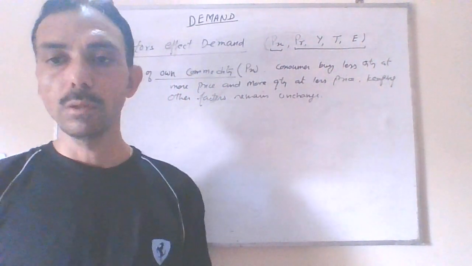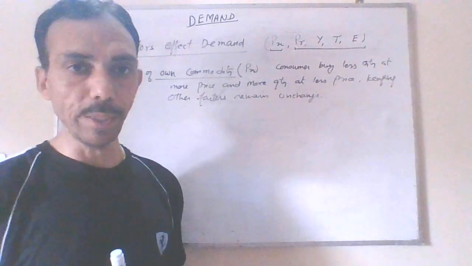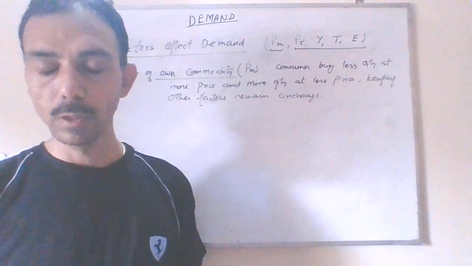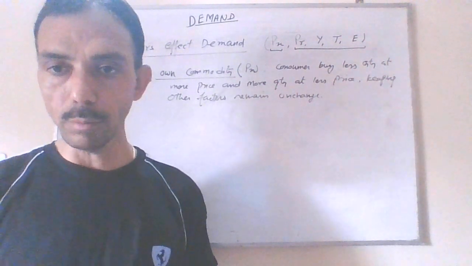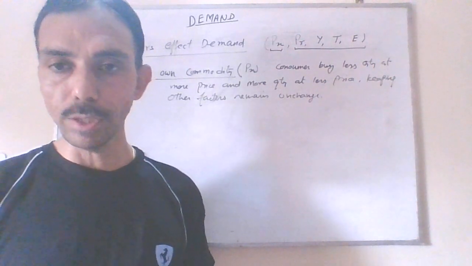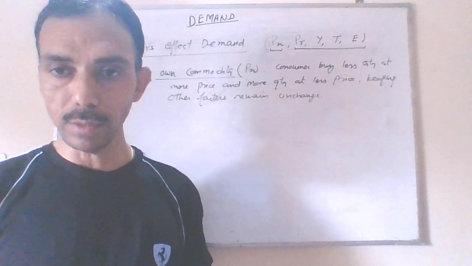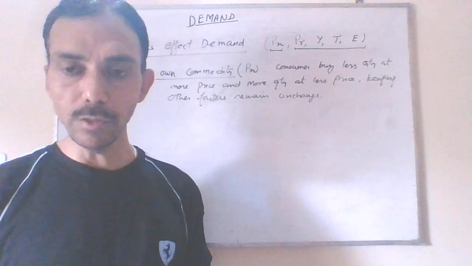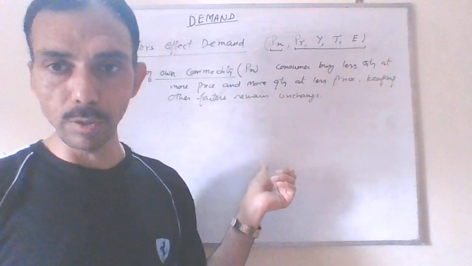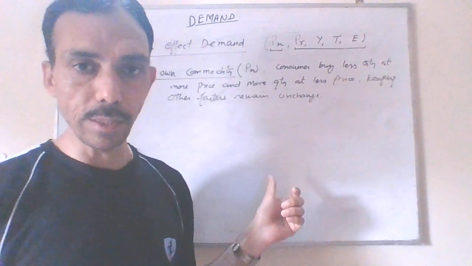This is also known as the law of demand. I am repeating, the price and quantity of a commodity are inversely related. The consumer buys less quantity of the commodity at more price and more quantity at less price, keeping other factors unchanged. It means price and quantity of a commodity are inversely related.